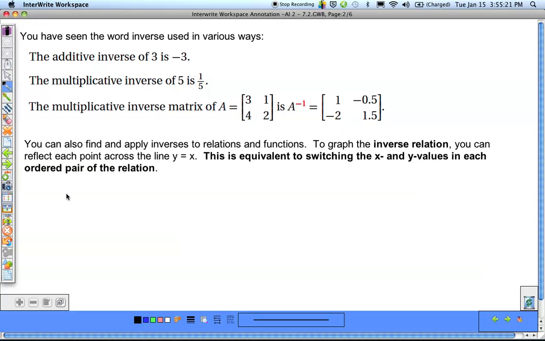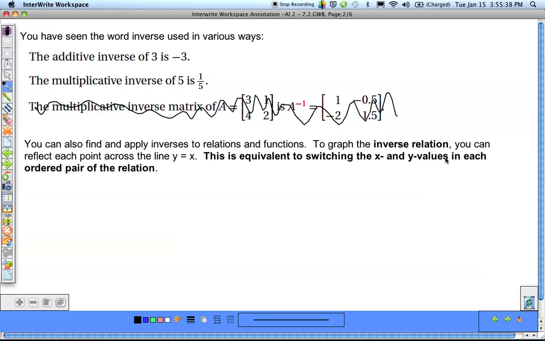Same thing when you see that you're multiplying by 5. A lot of times we get rid of it by dividing by 5, but you can also multiply by 1/5. Those are multiplicative inverses. This one with the matrix we don't need to worry about. We haven't talked about it this year. We can also do the same thing with inverses in terms of graphs, relations, and functions.